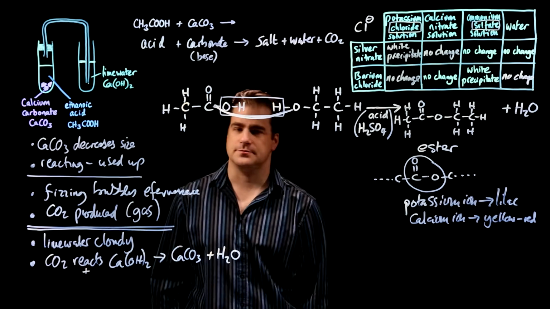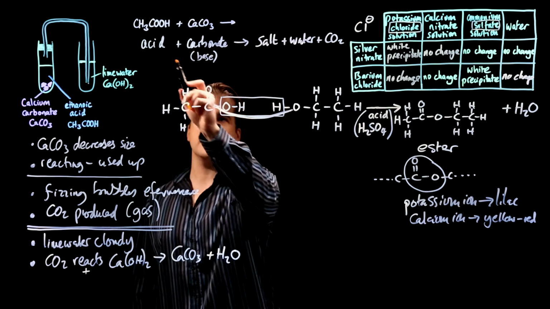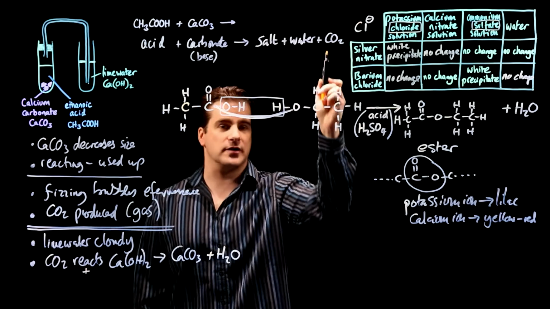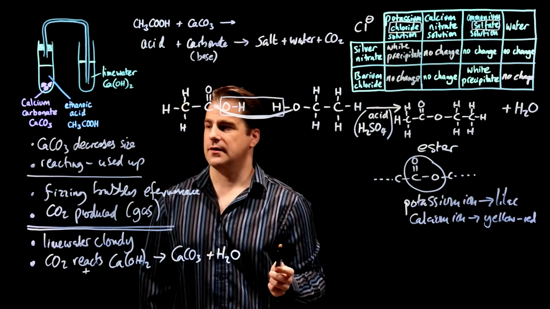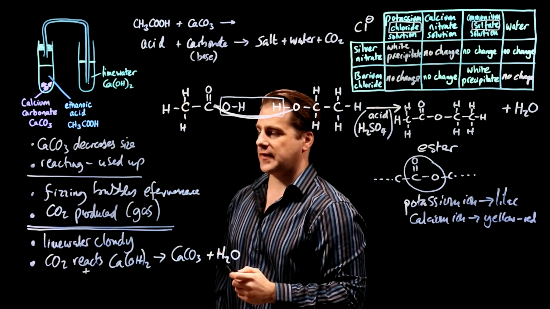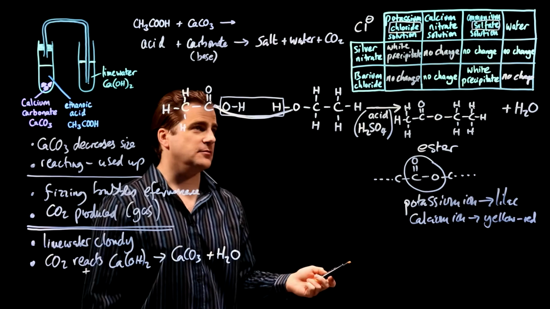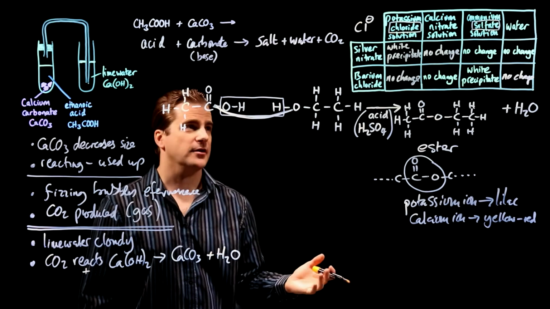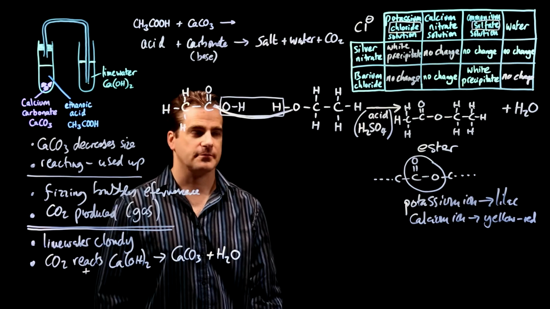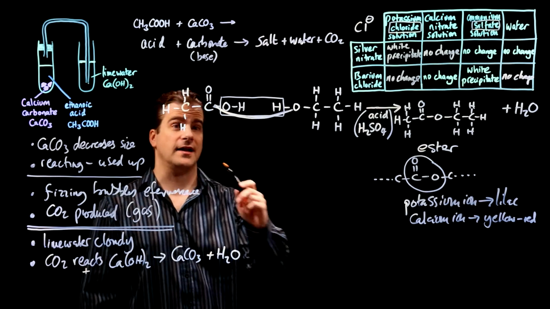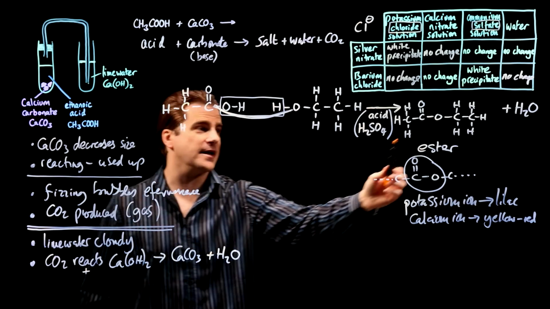There we go. So, to summarise, remember that acids and carbonates always make salt and water and carbon dioxide. Acids and bases make salt and water. And you've just got to remember your ion tests and your flame tests. Oh, and carboxylic acids reacted with alcohols in the presence of an acid make esters.